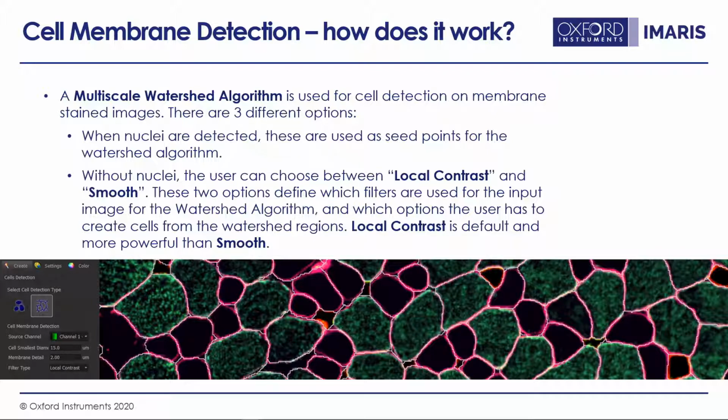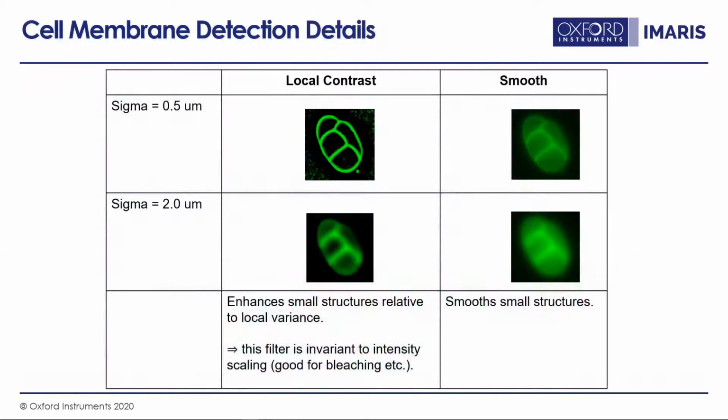Why would we even have something like smooth then? I will show you right away. With the smooth settings, we are using a Gaussian filter that is smoothing the small structures. So for a data set like this, it probably does not make much sense. But if we have a very different or non-homogeneous staining of the membrane, the smoothing can actually help with the detection. On the other hand, the local contrast is actually enhancing the small structures.